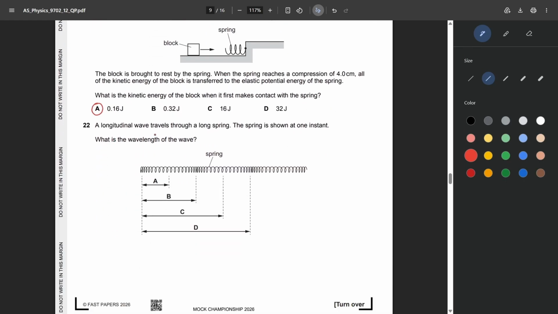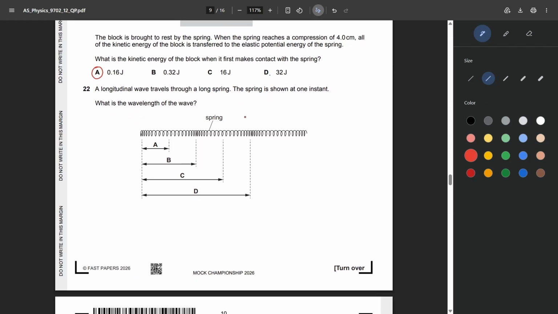A longitudinal wave travels through a long spring. The spring is shown at one instant. What is the wavelength of the wave? Okay, so for a longitudinal wave, the wavelength is the distance between two compressions or two rarefactions. So this length right here is the wavelength, or if we have another rarefaction here, this length would be the wavelength. Both of them are equal.